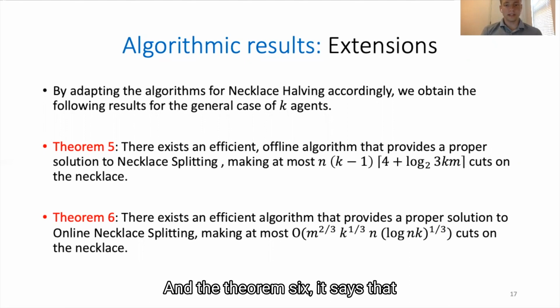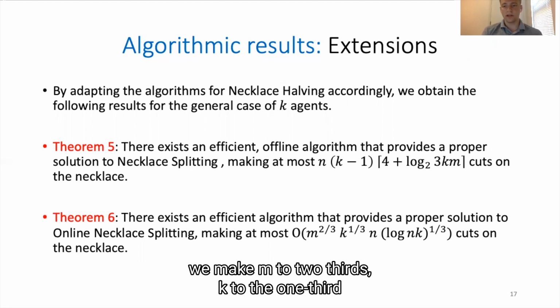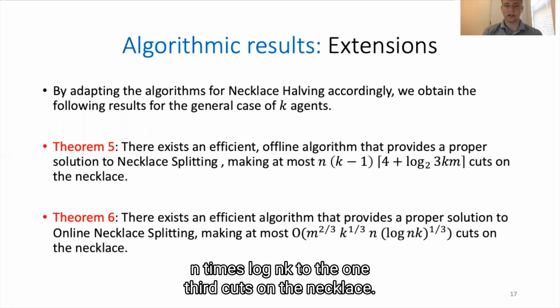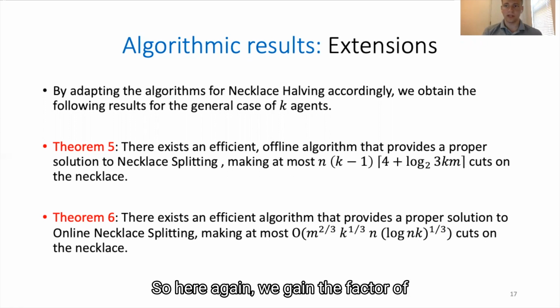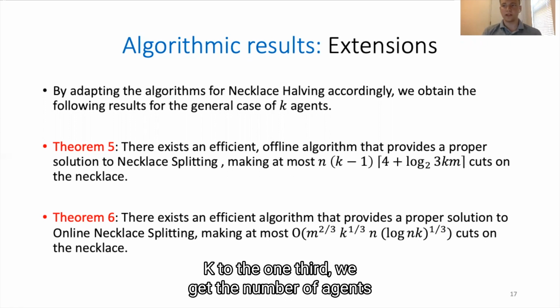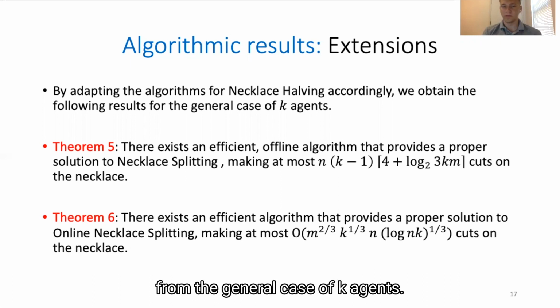And theorem 6 says that for the online necklace splitting, we make m to 2/3, k to the 1/3, n times log n, k to the 1/3 cuts on the necklace. So here again, we gain a factor of k to the 1/3, where k is the number of agents for the general case of k agents.